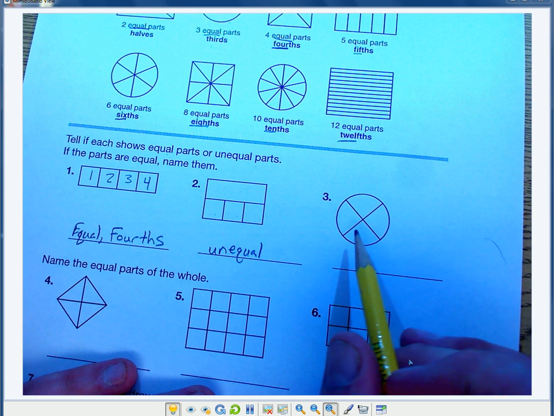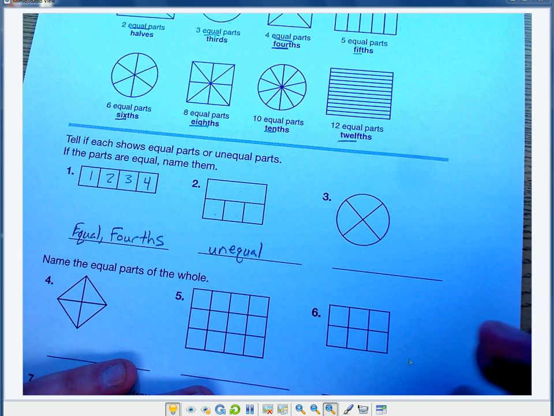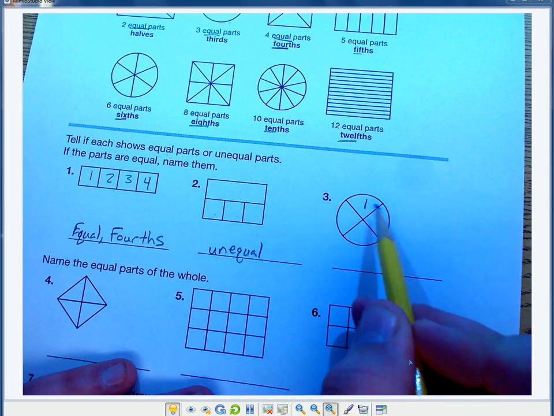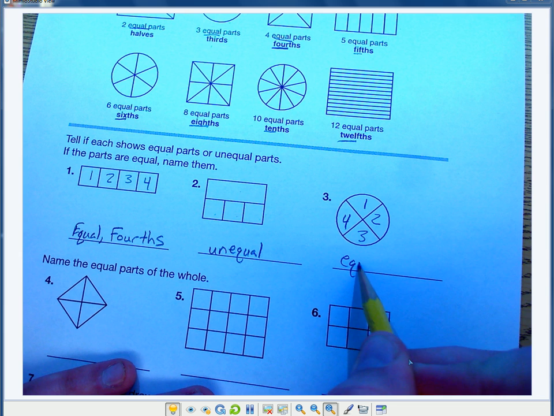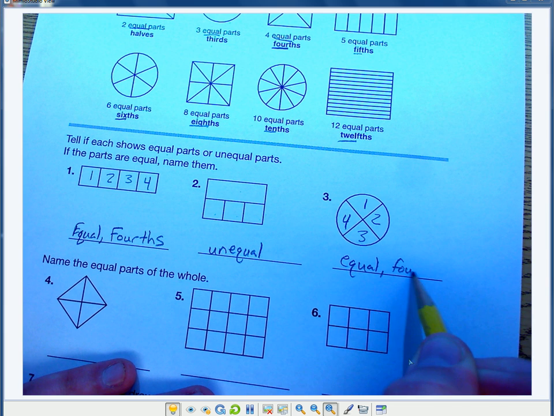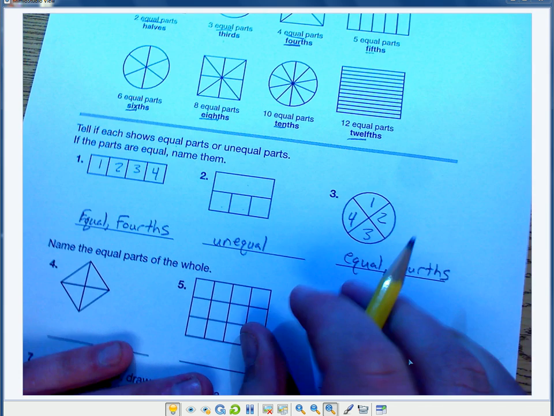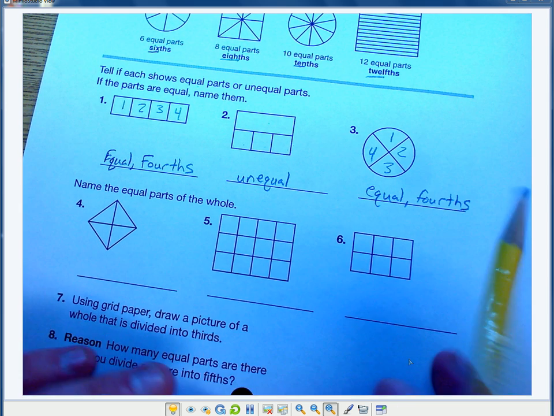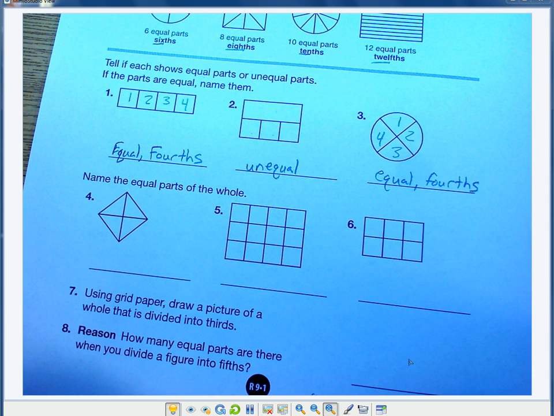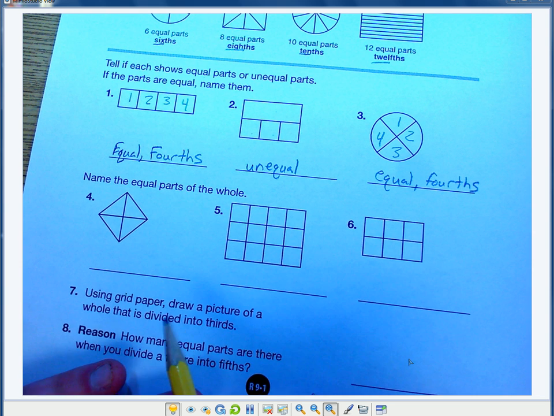Number 3, this one's a circle, looks a little bit different. But we can still see that they're all equal parts, and there's 4 of them. So again, this one's going to be equal and fourths. For 4, 5, and 6, it says name the equal parts of the whole. It's already telling us that they are equal, so all we need to do is name them. I'm going to skip number 4 because that one's just fourths again.